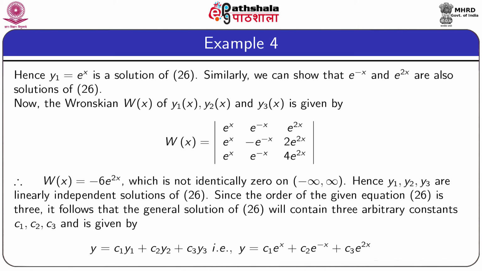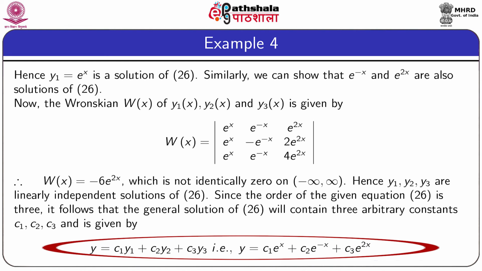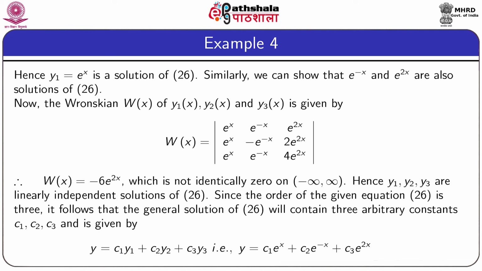Since the order of the given differential equation is 3, it follows that the general solution of 26 will contain 3 arbitrary constants, and hence the general solution of the given differential equation will be y equal to c1 e to the power x plus c2 e to the power minus x plus c3 e to the power 2x.